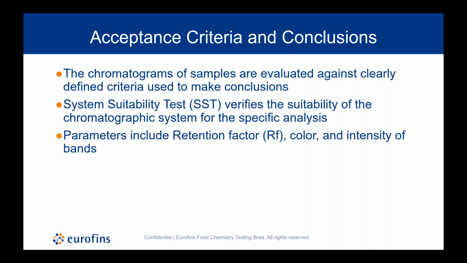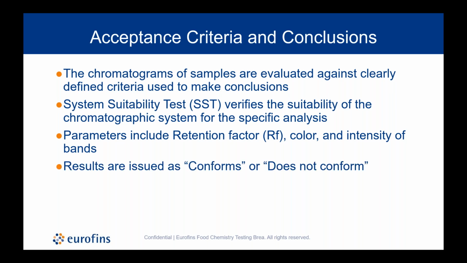The parameters that you'll see when we're talking about TLC data are going to be the RF value or retention factor, how far up the plate the band travels, the color of that band that has migrated up the plate, and the intensity of those bands. These are all considered in acceptance criteria and how the data is evaluated. The final result based on meeting or not meeting the acceptance criteria is issued as it conforms or does not conform.